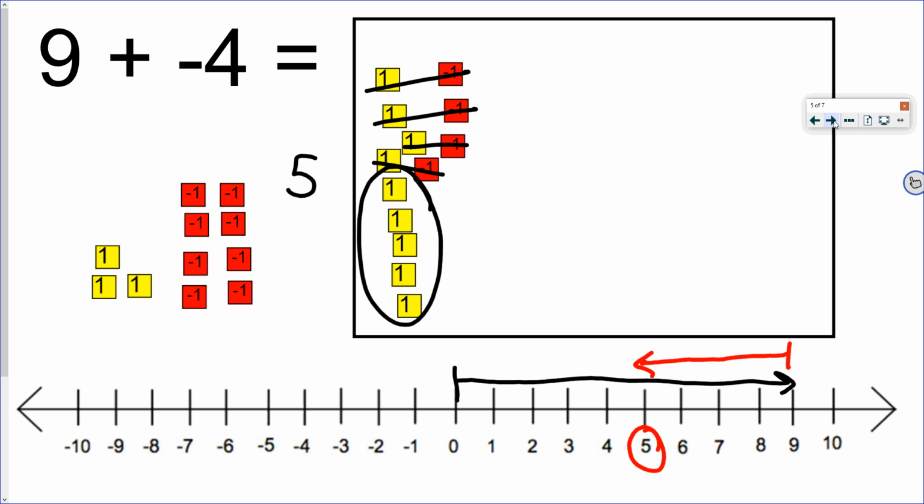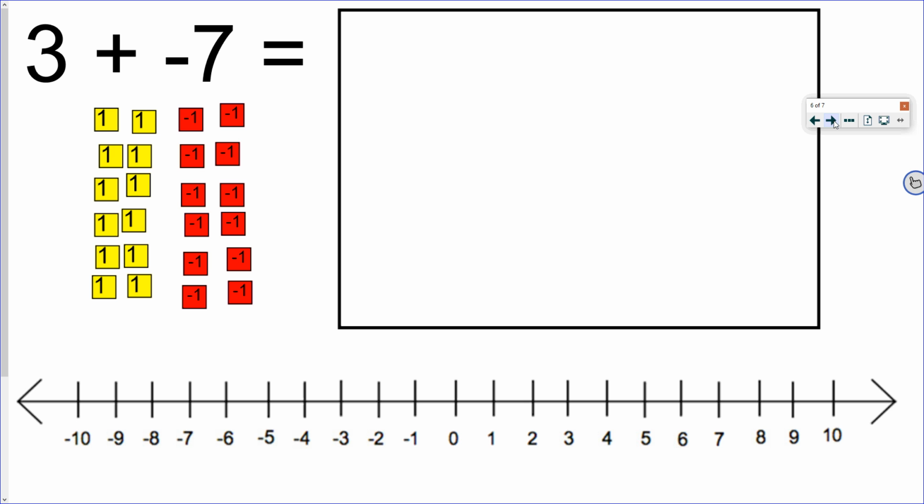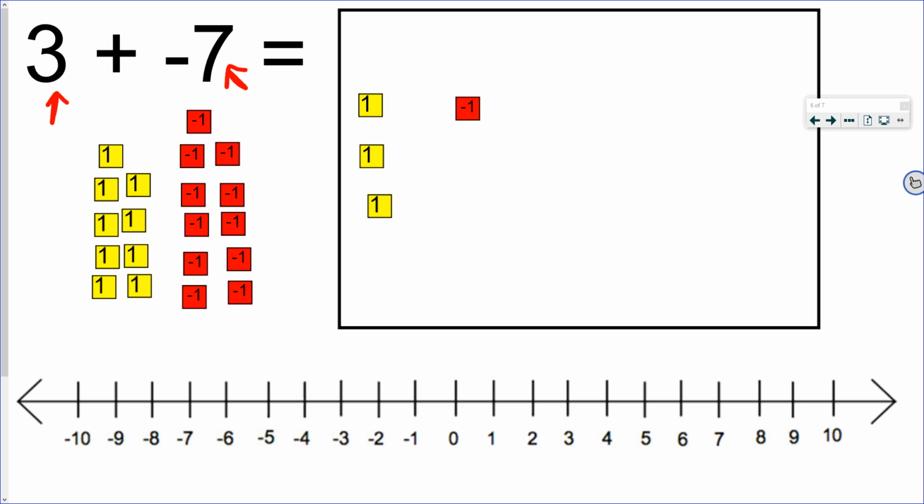Last one. Now we have 3 positives. 1, 2, 3. And when I see a problem like this, we should always ask, do I have the same or do I have different? In this case, we have different. Again, we have a positive integer and a negative. So they're different. If they were the same, we would just add them. And our answer, if it was a negative plus a negative, would be all negatives. A positive plus a positive would be all positives.